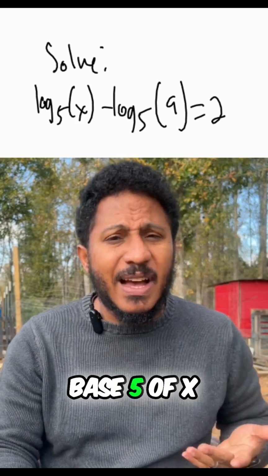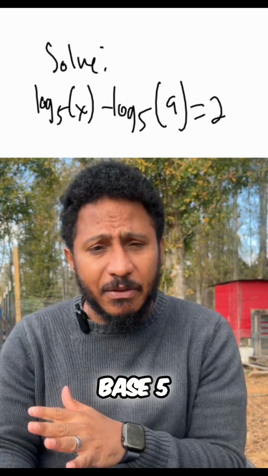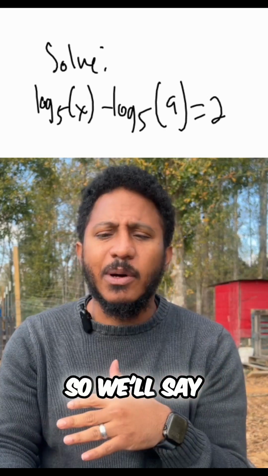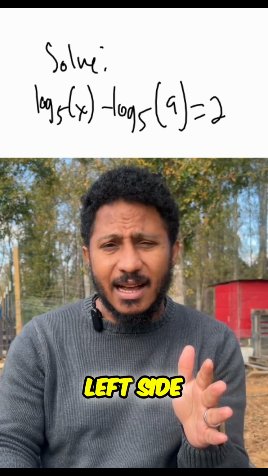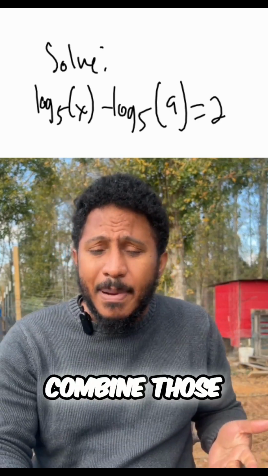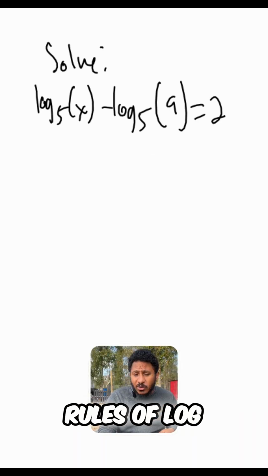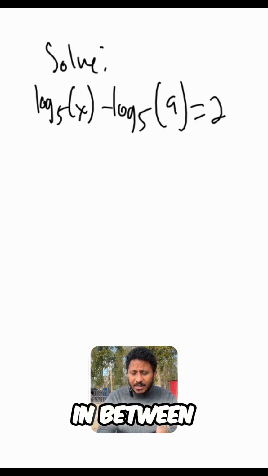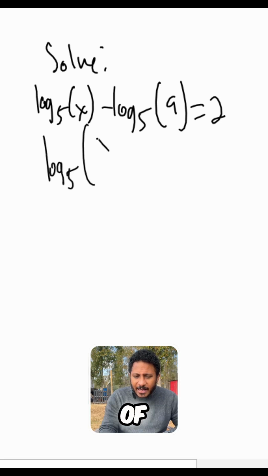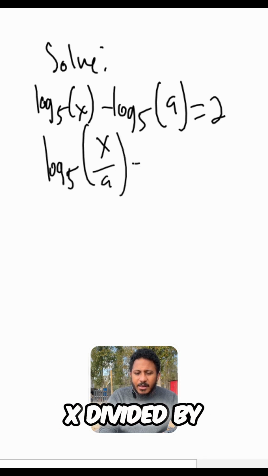Here we have log base 5 of x minus log base 5 of 9 equals 2. So notice that 2 does not have the log on it. So let's try to combine the logs on the left side and then turn it into an exponential equation. How do we combine those? Well, one of our rules of logs says that if I have a subtraction in between these two logarithms, I can divide their arguments if they have the same base. So here we write this as log base 5 of x divided by 9 equals 2.